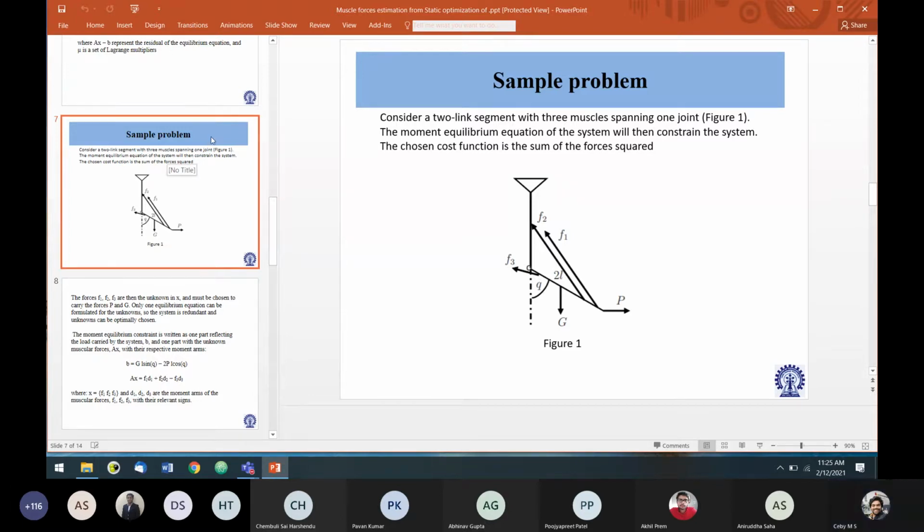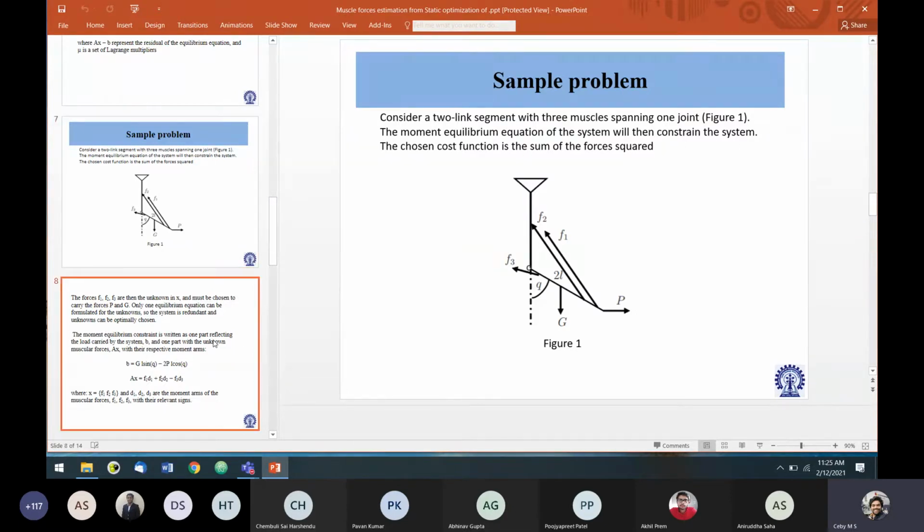So I will consider this problem here. It's given that it is a two link segment and three forces are spanning. F3, F2, F1 are the forces, G is the weight, P is some external force. We are not talking about any muscle or anything, we are just talking about three unknown forces. And as we know, we are going to use the optimization problem over here.